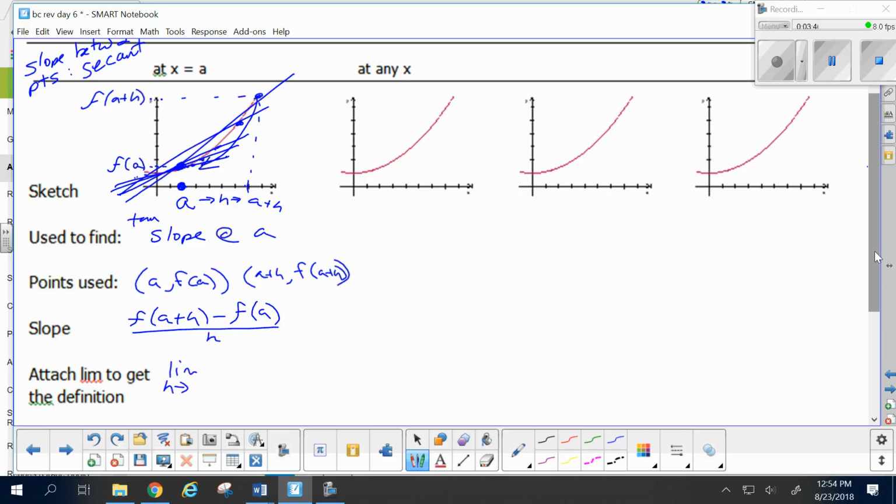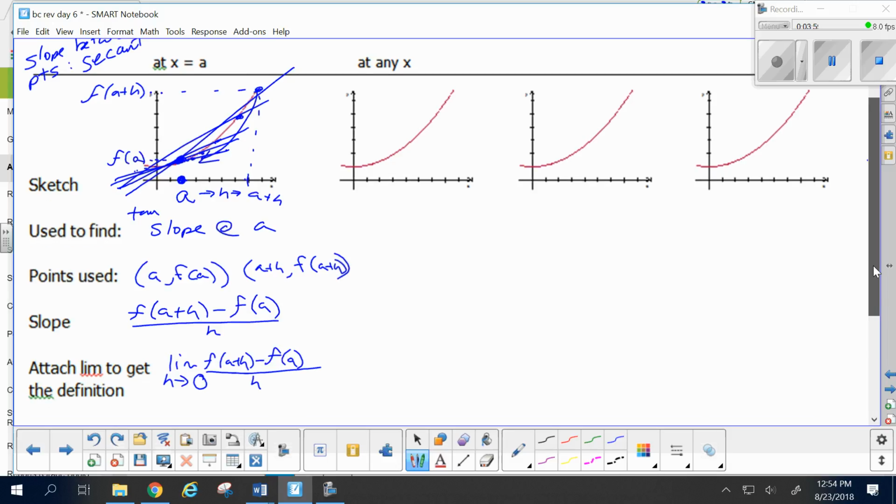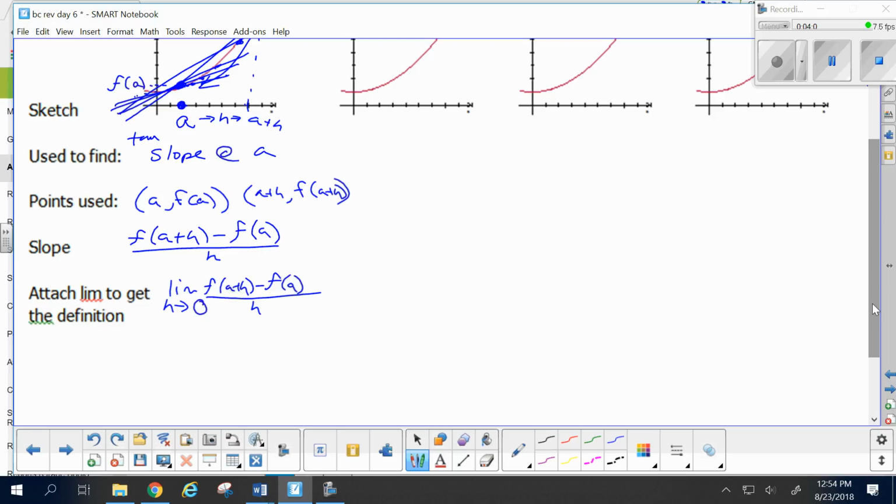Yeah, we take h, we say what happens as those points get closer together. Well, that means the gap shrinks. The gap is h, so h goes to 0. Notation-wise, we call that the derivative. This, in Newton's notation, is called f prime at a. What did I just find the slope at? a. It's f prime at a.